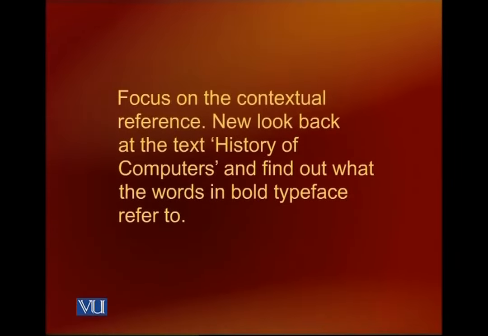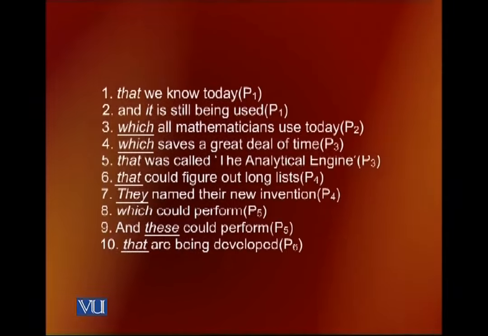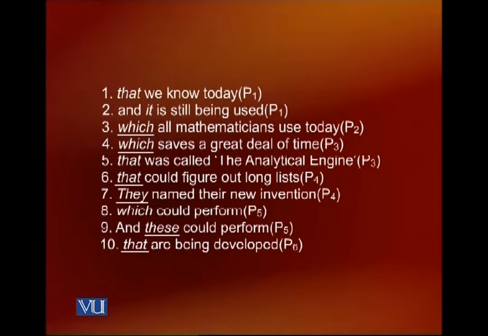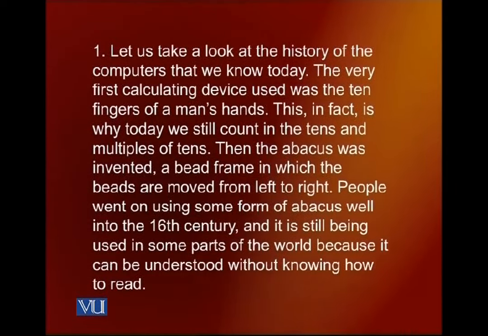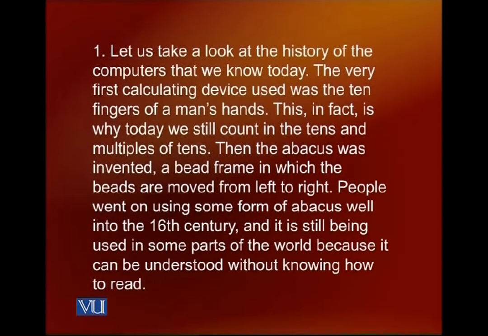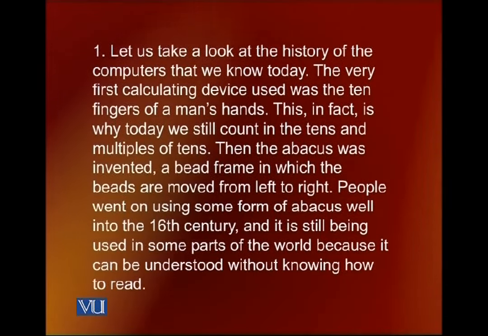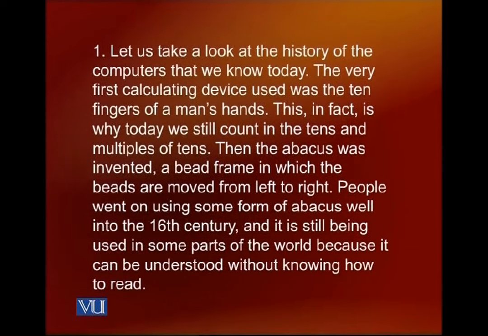And the last exercise that we will do today will again focus on the text. It's a review of the text. And you will have to rely on your last two lessons of making connections, of making transitions, of making contextual references. Look at your text and find out what the words in italics refer to. The word that we know today in the first paragraph, it refers to something. What does the word that refer to? It refers to the history of computers.